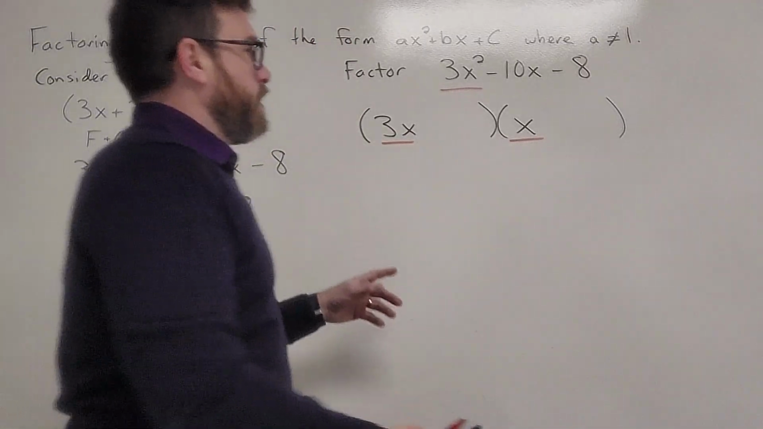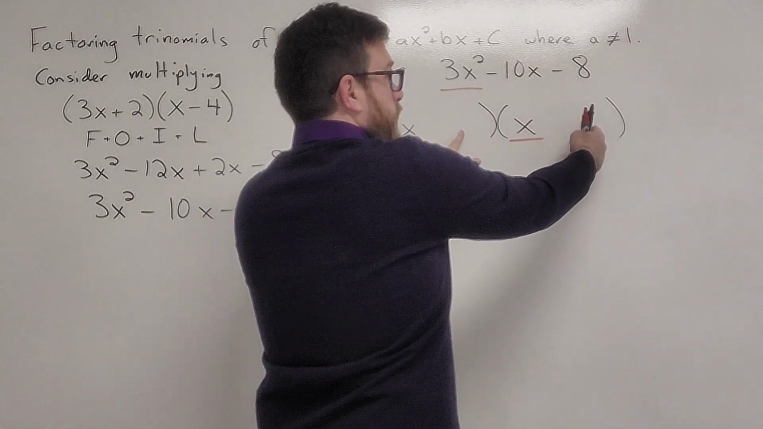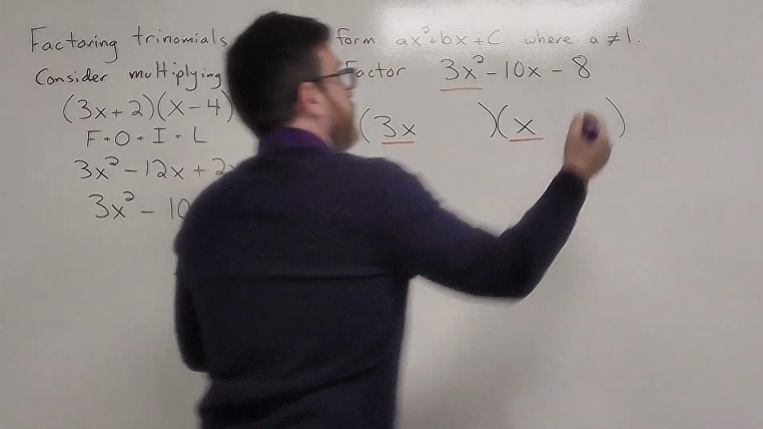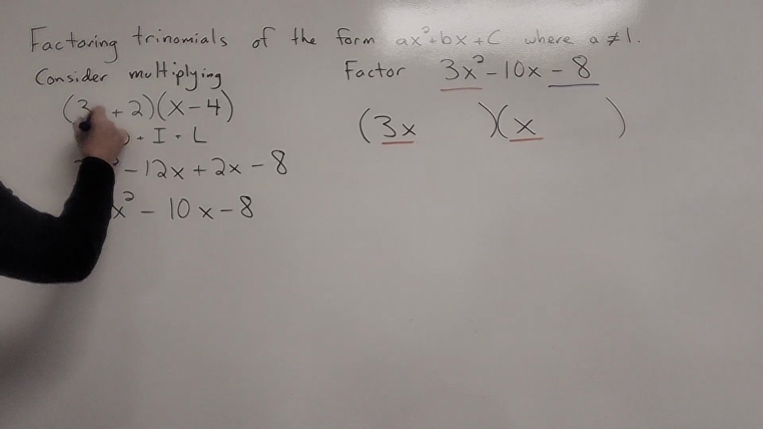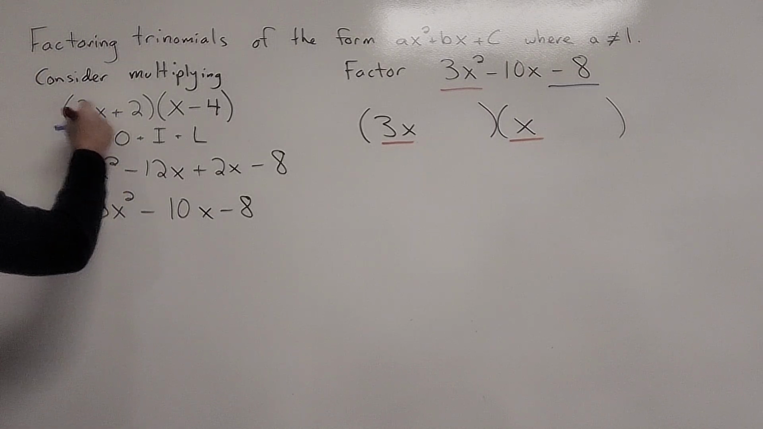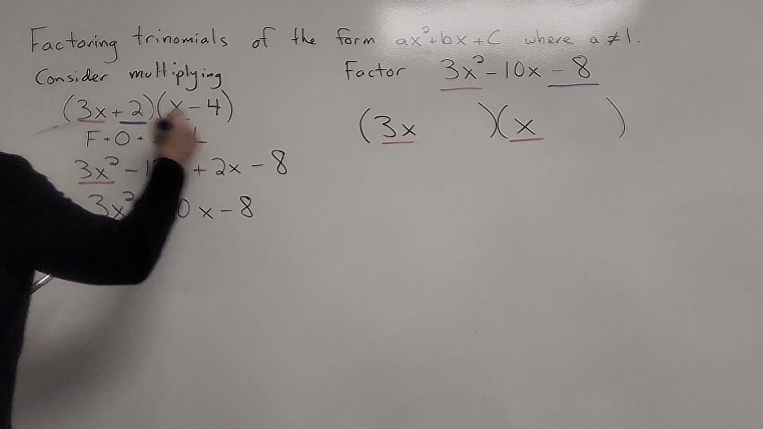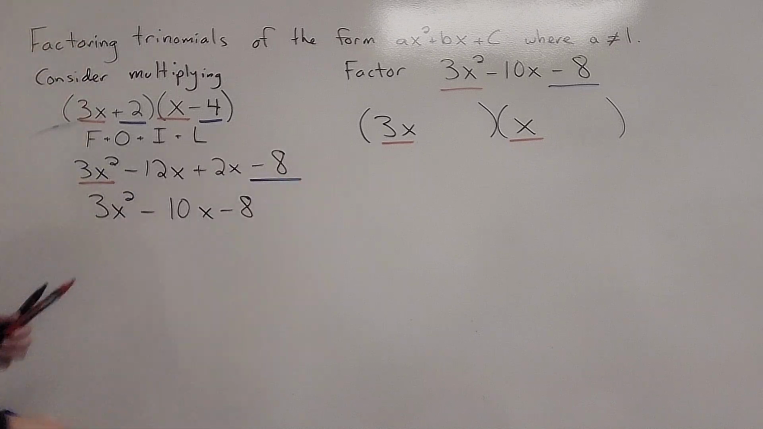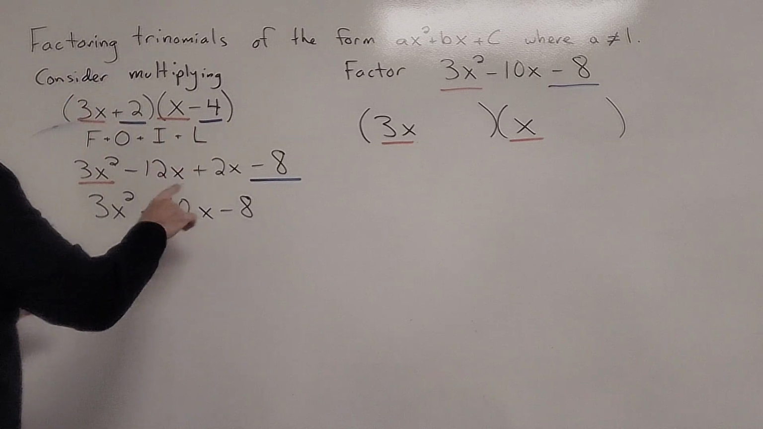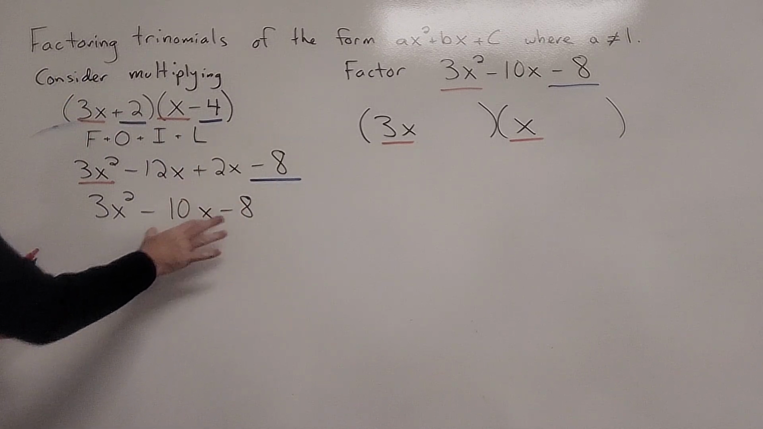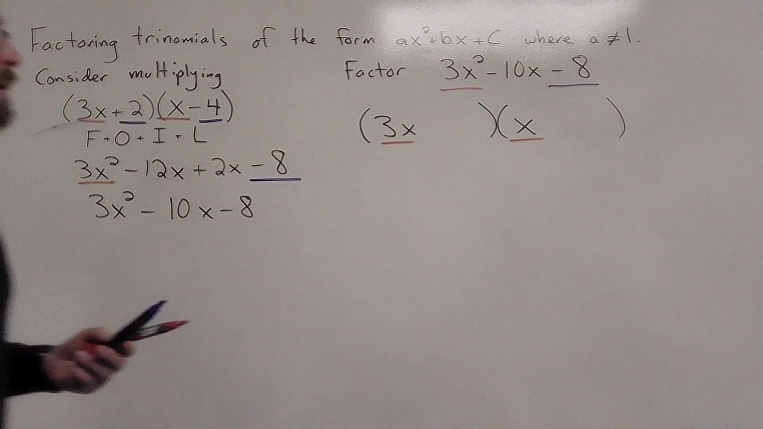You can see that 3x times x would multiply to become that 3x squared. Now, the order doesn't matter, because we're going to change the possible orders of these two terms, and those two terms have to multiply to become this negative 8. So again, the 3x and the x is what built our 3x squared, and the positive 2 and the negative 4 is what built the negative 8. Now, we do have to make sure that the outside and inside are going to add to that minus 10x, and that's where this guess and check method really comes into play.